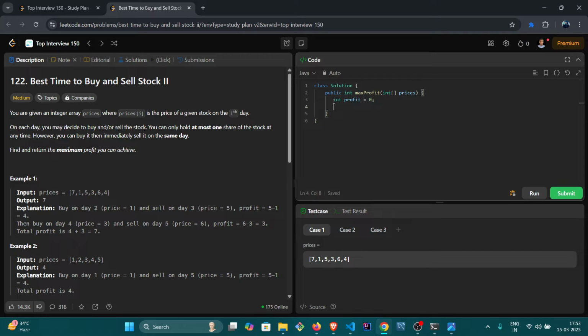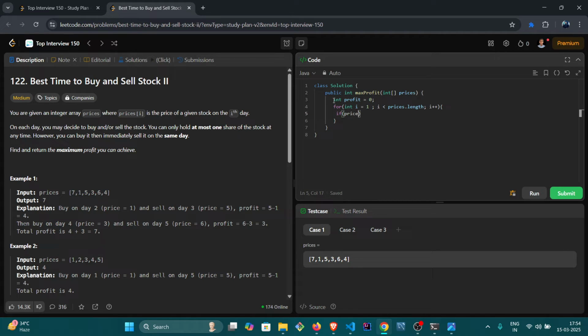profit variable which is initially 0, and then we will loop through starting from index 1. So let me write int i equal to 1, till i is less than the length of the array, i plus plus. Then we will create a condition here. Let me write down the code and then I'll explain.